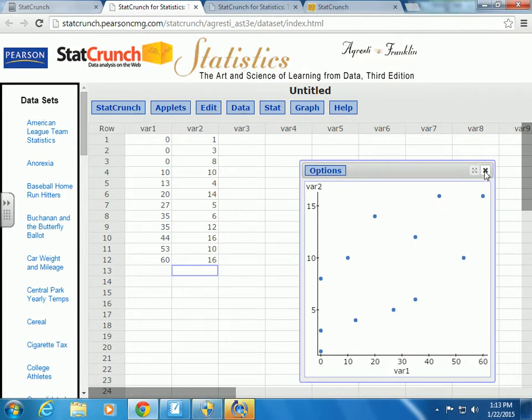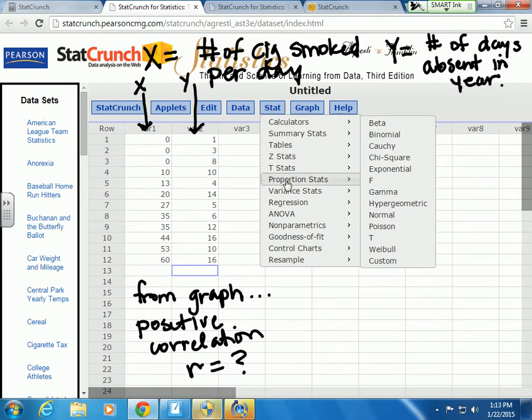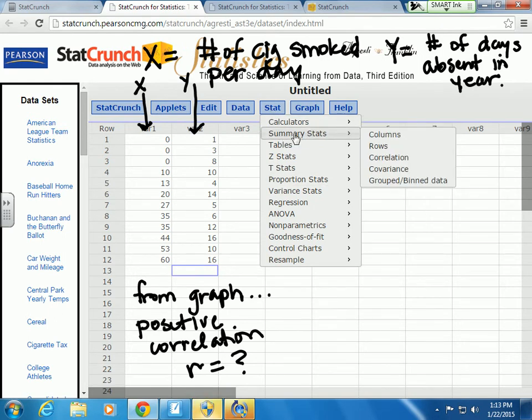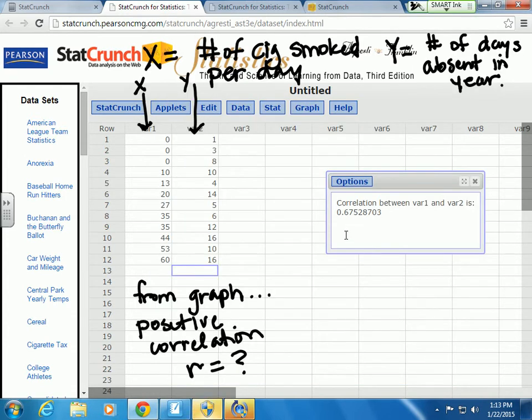So I'm going to close the graph, and I'm going to go here to stat, and go to summary stats, and you can see that it's just a descriptive statistic. So here it is, correlation. And so we're going to take the correlation of those two variables. All I did was highlight and check them. And I'm going to find it, and there's the correlation coefficient. So we just found R to be that number, which is, I would say, positively correlated.